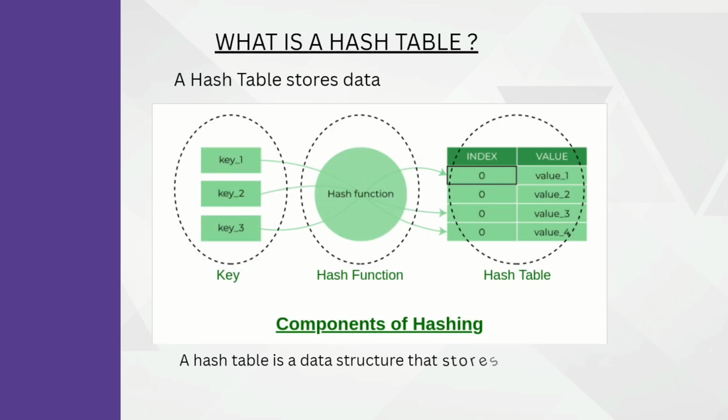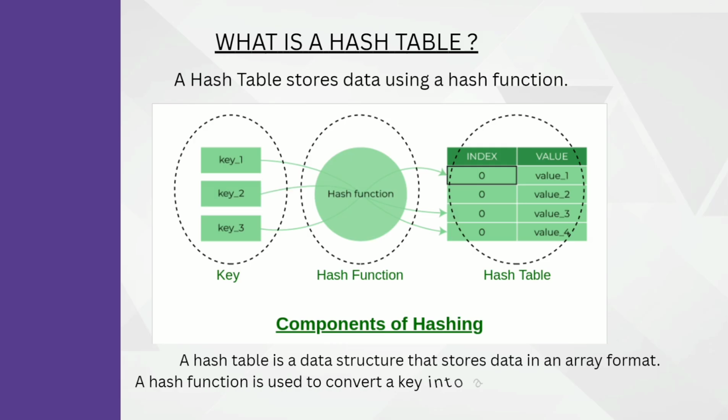What is a hash table? A hash table stores data using a hash function. A hash table is a data structure that stores data in an array format. A hash function is used to convert a key into an index where the value is stored. Here in the given figure, we can see there are three given keys. They are stored using a hash function into the index where the value is stored.